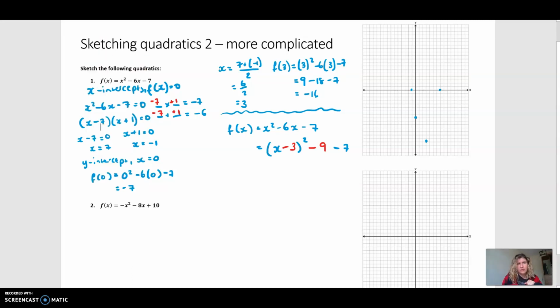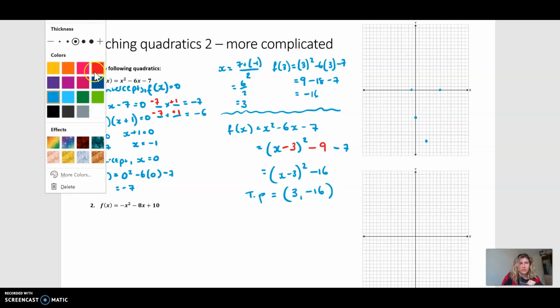And then we end up with our full equation, which is x minus 3 all squared, minus 9 minus 7 is minus 16. So our turning point coordinates are at positive 3, negative 16. Okay, again, remembering that when that comes out of the brackets, it's positive.